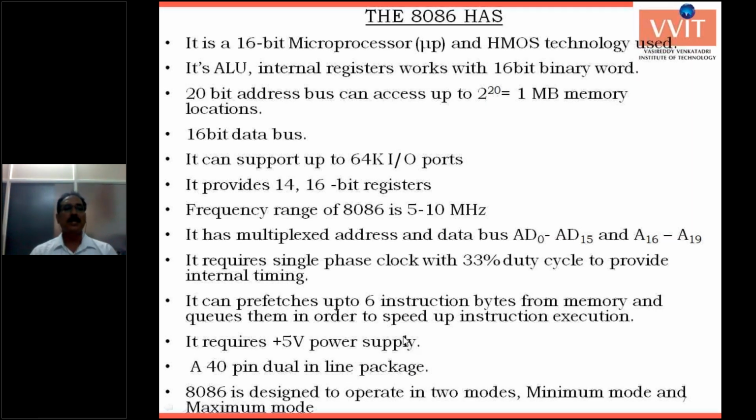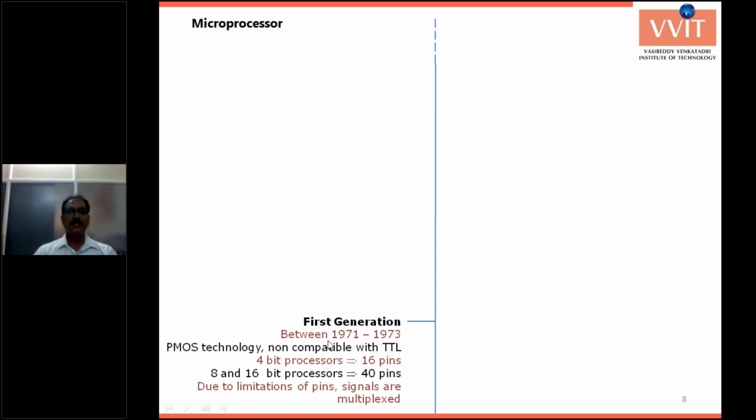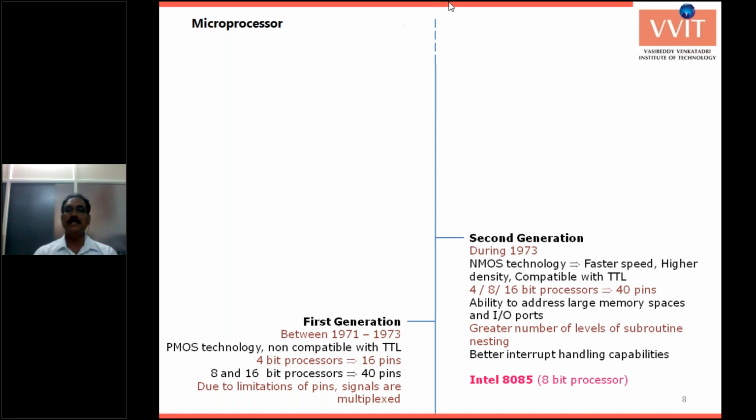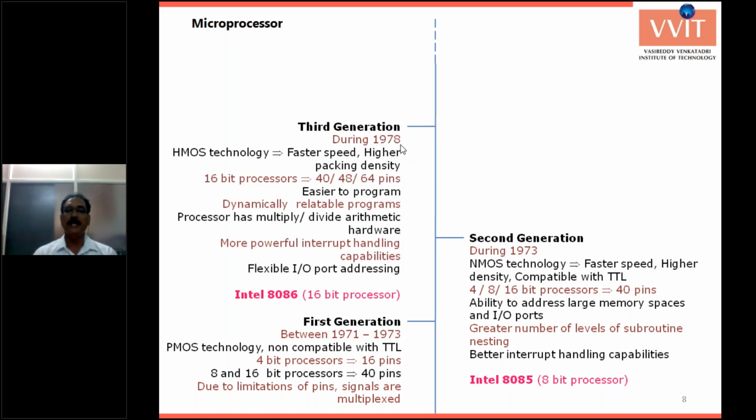Let's go to the history. This is the first generation of computers, around 1971, using PMOS technology, with 4-bit processors. In the second generation, during 1973, NMOS technology was used. Now the 8086 belongs to the third generation, during 1978, using HMOS technology, with 16-bit processors. Examples are the 8086, 8088, 80186 or 80286. These are all in the category of 16-bit processors.